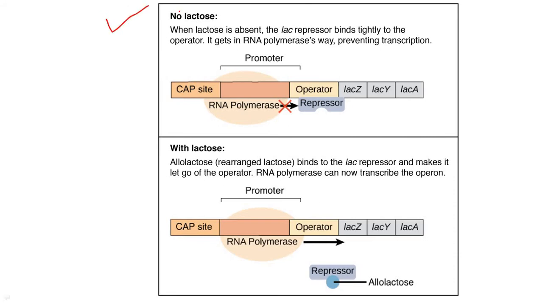When lactose is not there, or absent, the Lac repressor binds tightly to the operator and gets in the RNA polymerase's way, preventing the transcription. With lactose, allolactose, rearranged lactose, binds to the Lac repressor and makes it let go of the operator, and the RNA polymerase can now transcribe the operon.